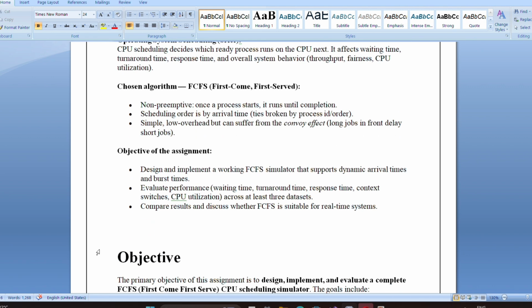Objective of the assignment: design and implement a working FCFS simulator that supports dynamic arrival time and burst time. Compare results and discuss whether FCFS is suitable for real-time systems.